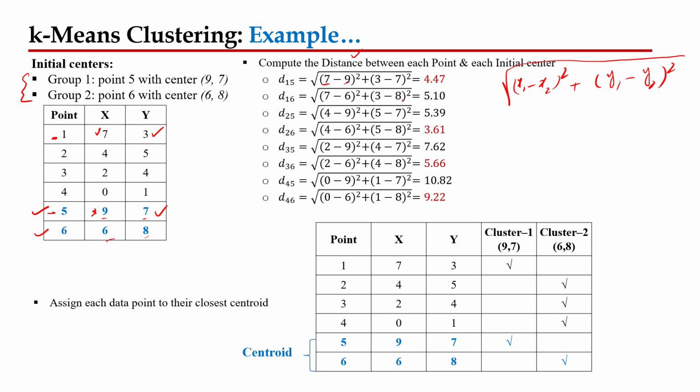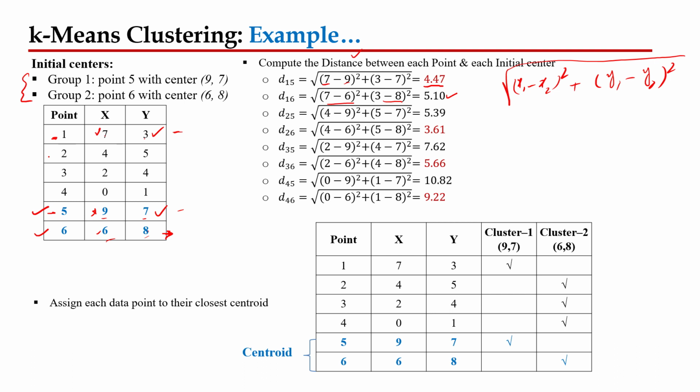Similarly, this is the answer of the first one: the distance of this point to this point is equal to this one. Now we are going to calculate the distance from point 1 to the second center point, which is this data point. So we are doing 7 minus 6 squared, and then 3 minus 8 squared, and taking the square root, that is this one.